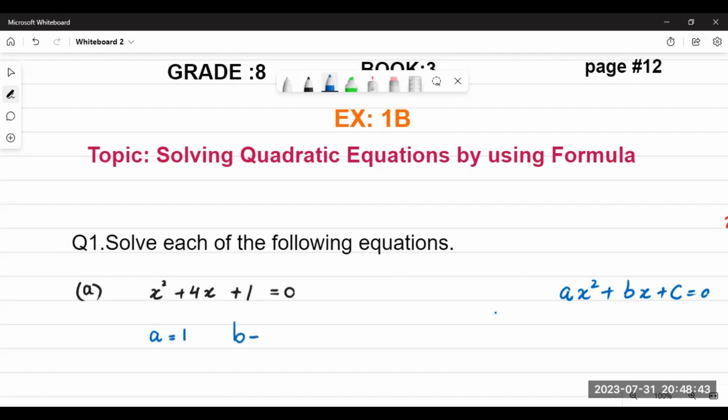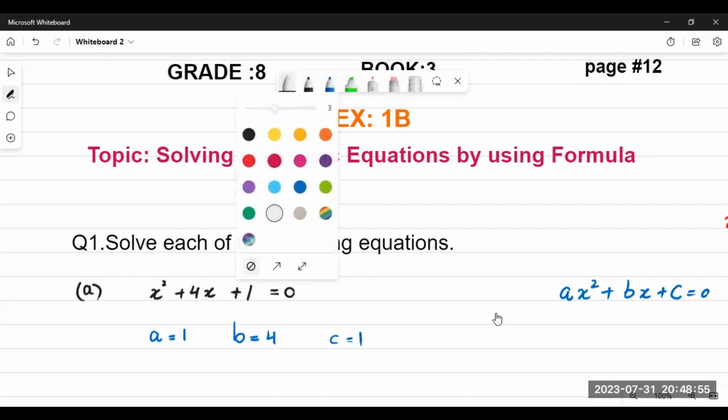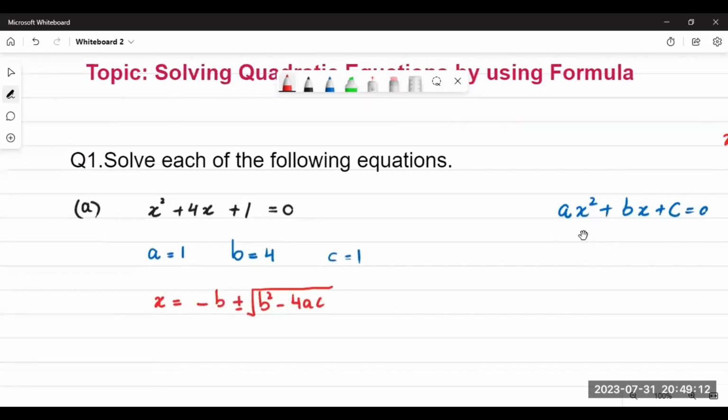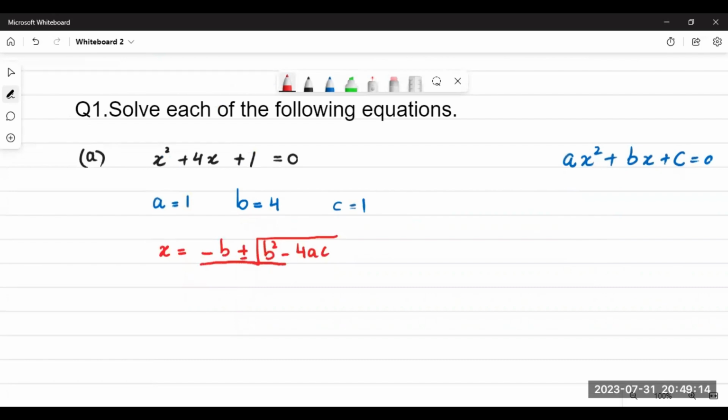What is the value of b? b is the coefficient of x, which is 4 here, and c is the constant, so the c value is 1. After this step, you have to write the quadratic formula. As we know, the quadratic formula is minus b plus minus the square root of b square minus 4ac, overall divided by 2a.